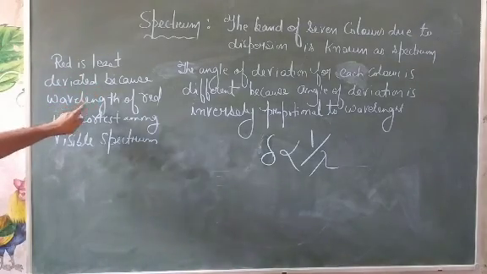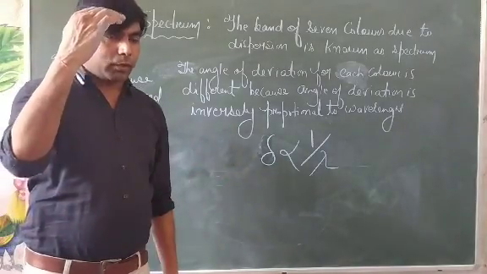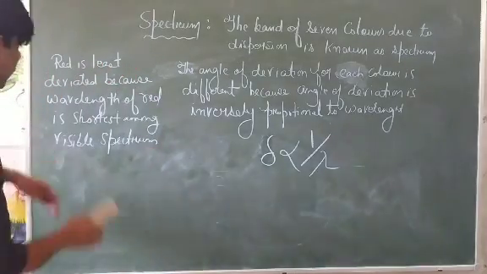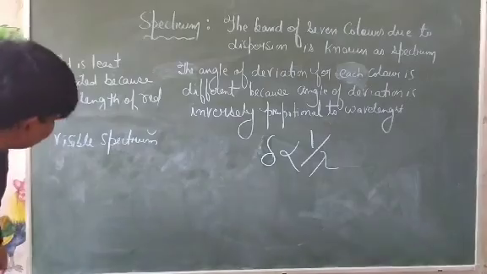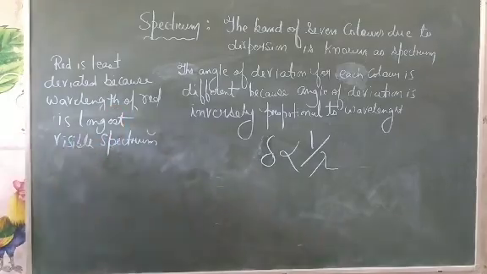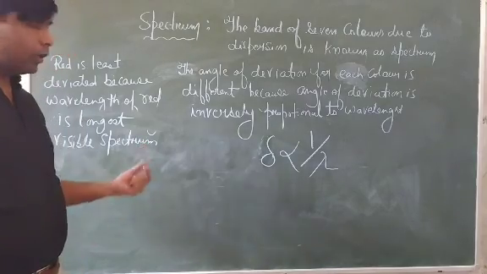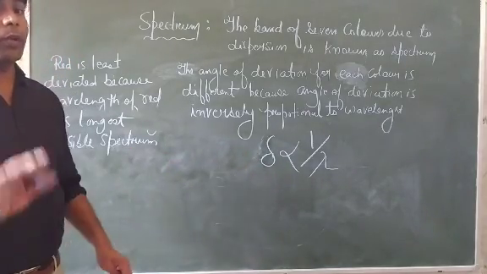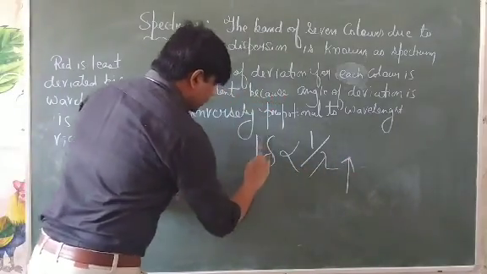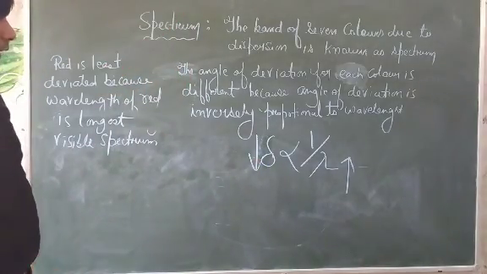Red is least deviated because the wavelength of red is the longest among the visible spectrum. Among the seven colors, the longest wavelength is that of red. So its angle of deviation will be the least. This is more, so this will be less. It will have only the least angle of deviation, right?